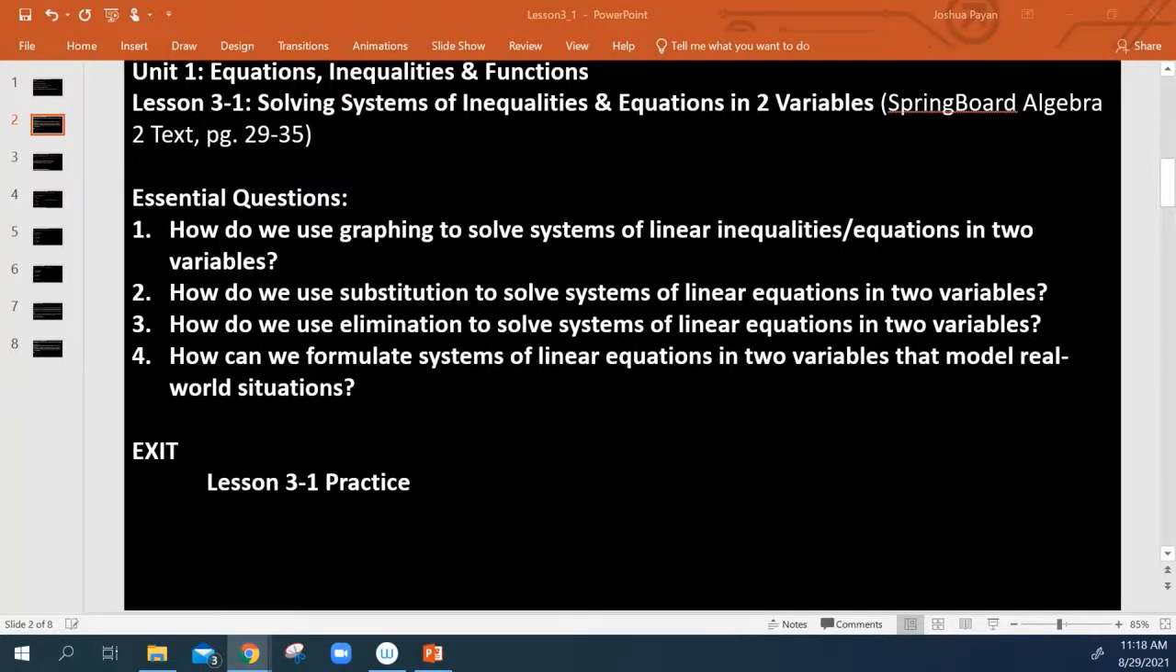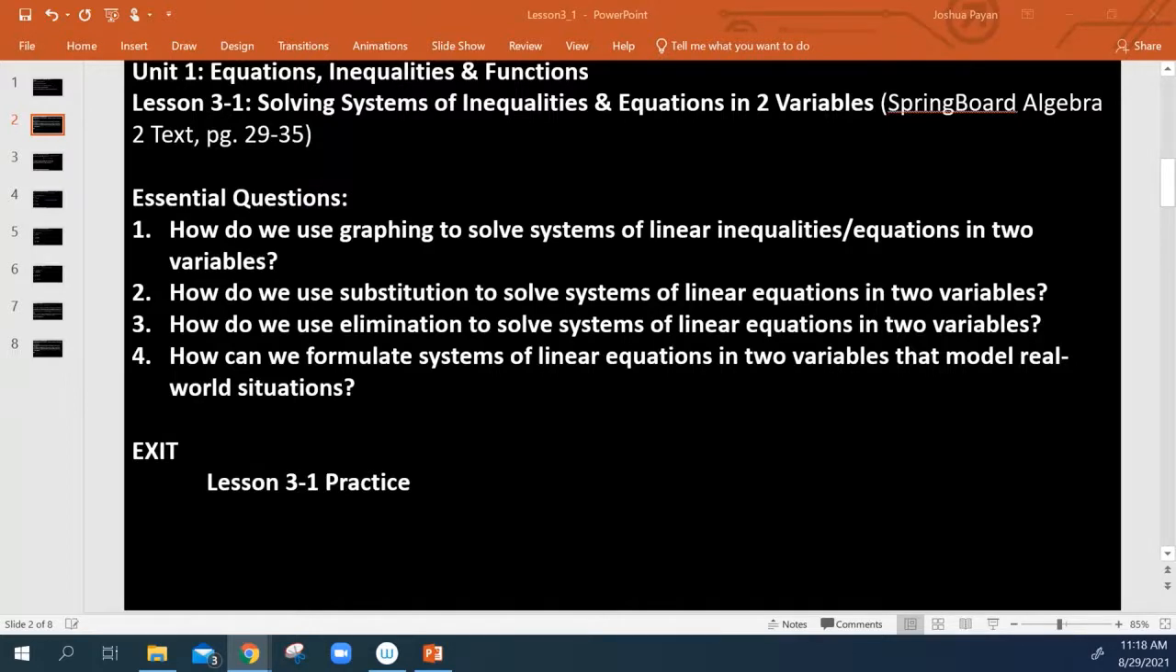All right, children. So this is our lesson 3-1 video. We're talking about solving linear systems of inequalities and equations. Mostly we're going to focus on the equations. Solving linear systems of inequalities is really, really visual and intuitive, and it doesn't require too much instruction.